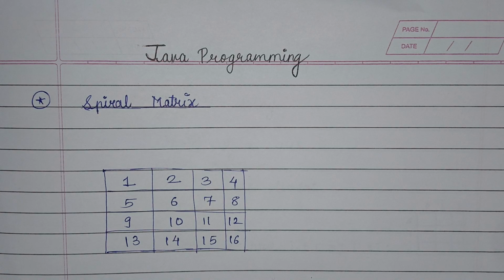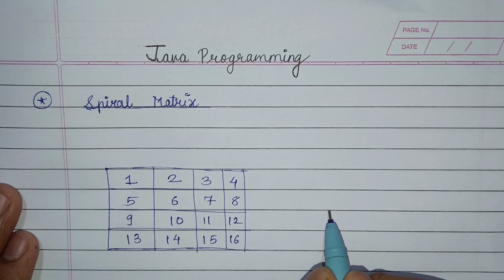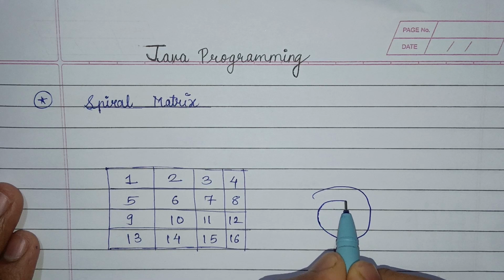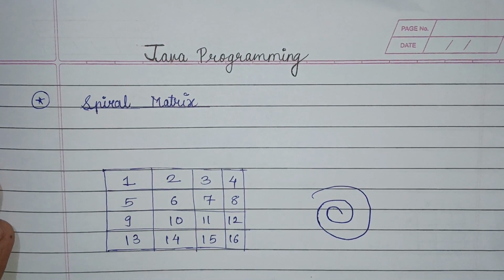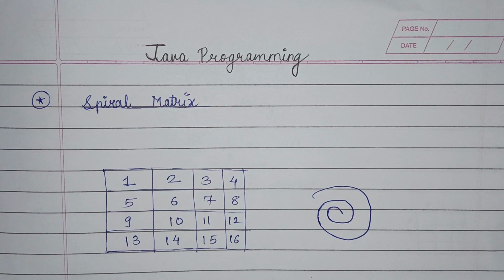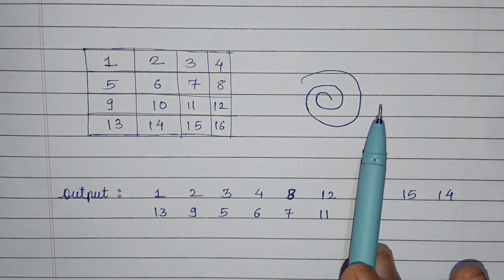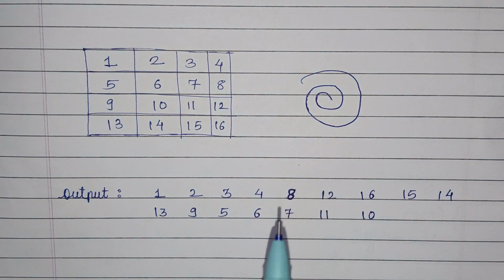So in this video we are going to solve the problem of spiral matrix. So let's start. So what is meant by spiral? The meaning of spiral is like this pattern. So we have to print the elements of the matrix in this format. So we need the output in this spiral format.